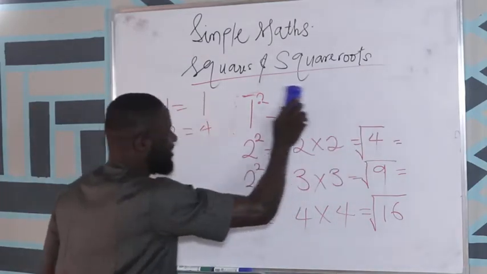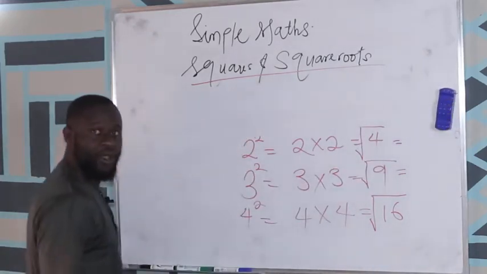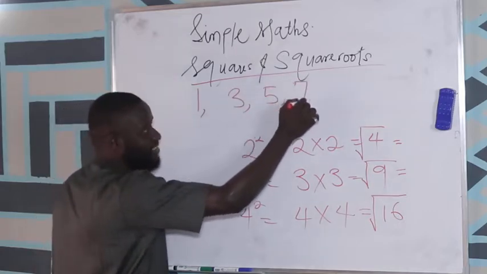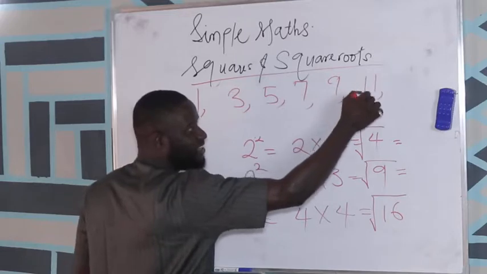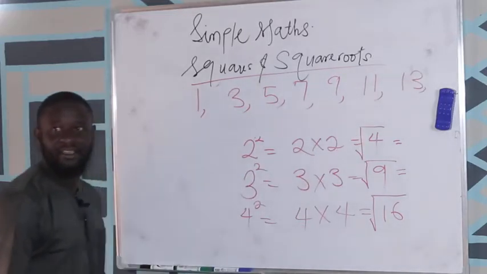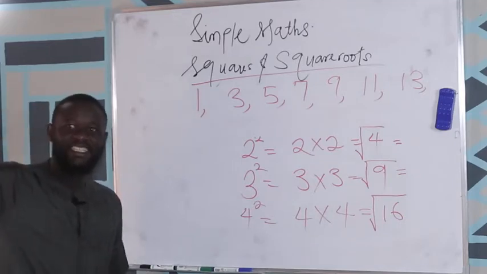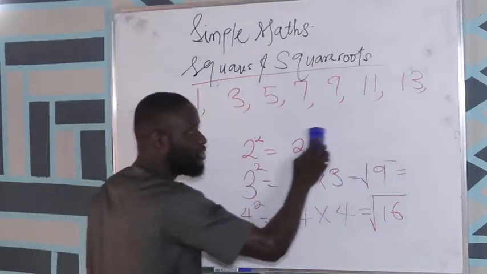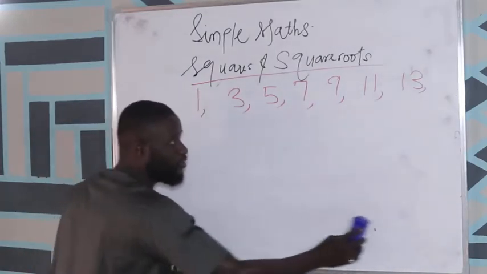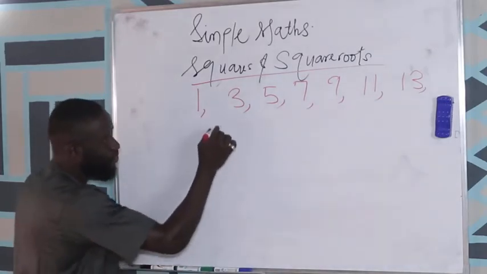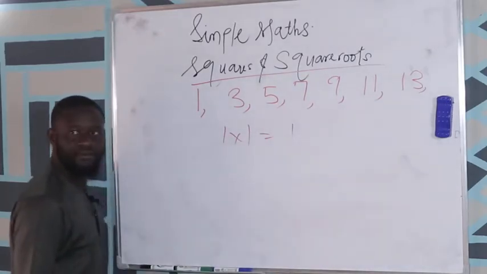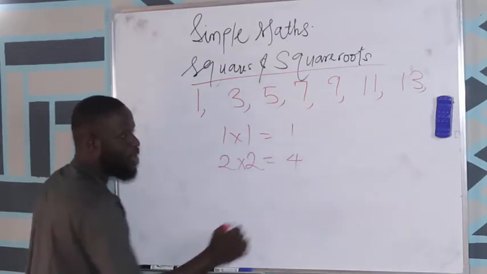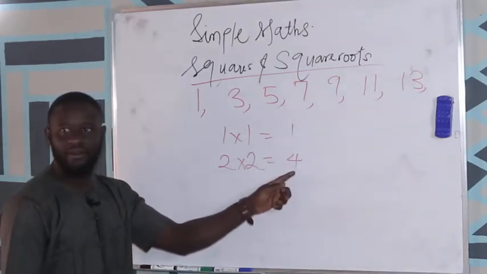Now see the magic here. Now we are writing odd numbers: 1, 3, 5, 7, 9, 11, 13, 15, 17, 19, 21, 23 till infinity. So now to understand what the square of a number is going to be successively, 1 times 1 is 1. 2 times 2 is what? 4. So how many did we add to 1 that gave you 4? 3.